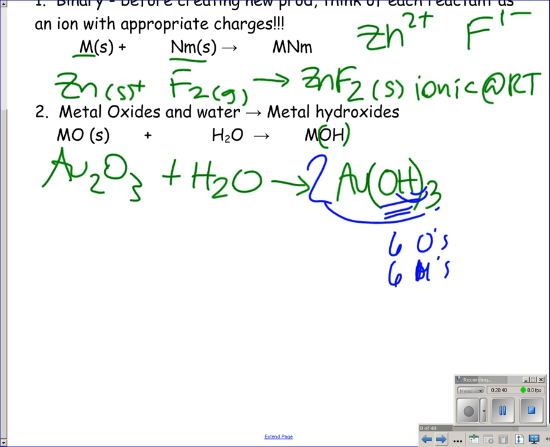Let's fix the 2 one first, because see, I have oxygen in 2 places. That's hard to balance. So let's go with the easy one first. Let's balance the H's first. So if I put a 3 here, I now have 6 H's. Did that fix my other problem? Yeah, because I have 3 and 3, which is 3 plus 3 is 6. Now I have 6 oxygens and 6 hydrogens, yeah. Okie dokie. This one's a little harder to remember. Metal oxides plus water yields metal hydroxides.